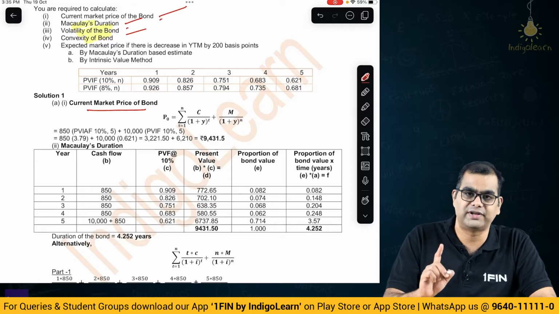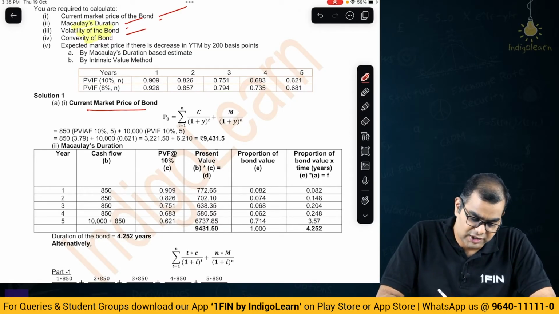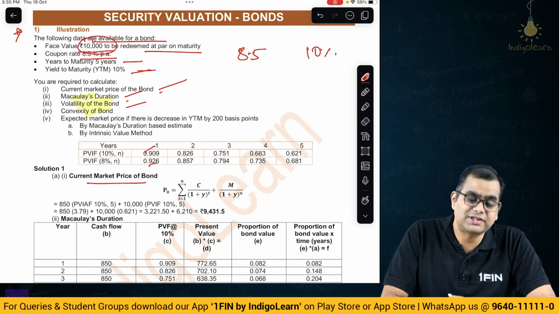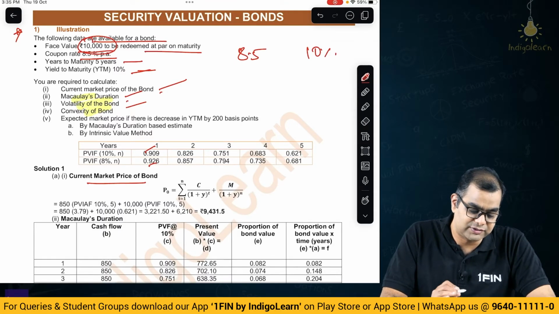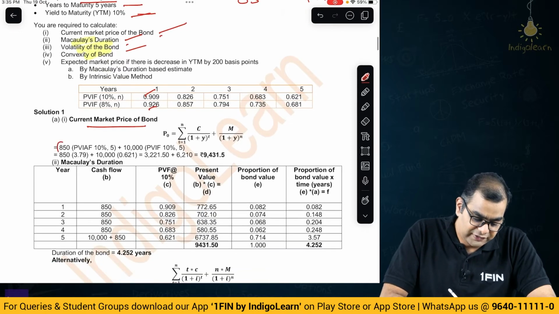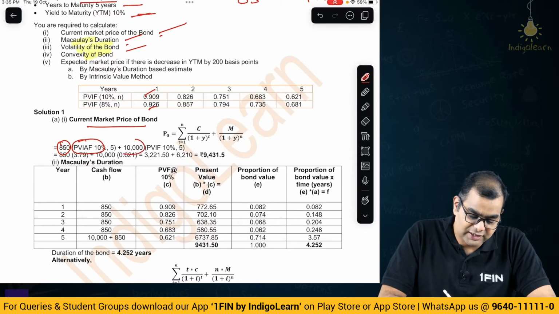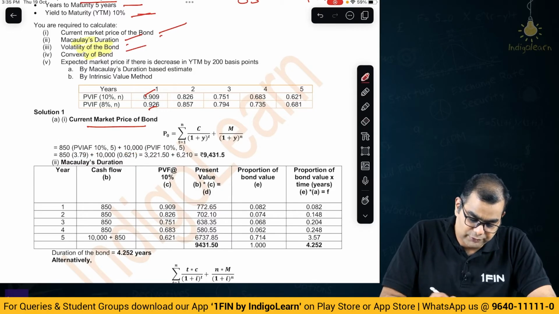What is the price of the bond? Present value of cash flows, whatever the cash flows. They have given present value factors at 10% and 8%. And we have a yield of 10%, so we will consider 10%. So face value is 10,000. 10% is 1,000, 8.5% is 850. So 850 into the present value factor annuity for 10% for 5 years, plus 10,000 into the present value factor for 10% for the 5th year is what you will use. And using those two, you can compute 850 into 3.79. How do you get 3.79? Use all these 5 present value factors. Plus 10,000 into 0.621, which is basically the last year's present value factor, you get the price.